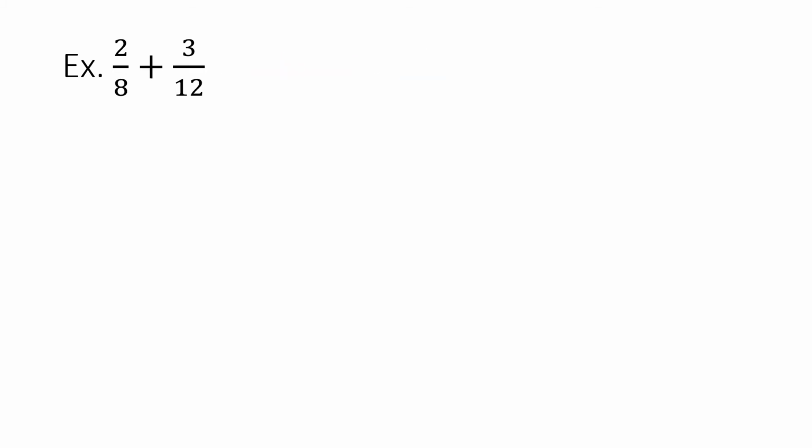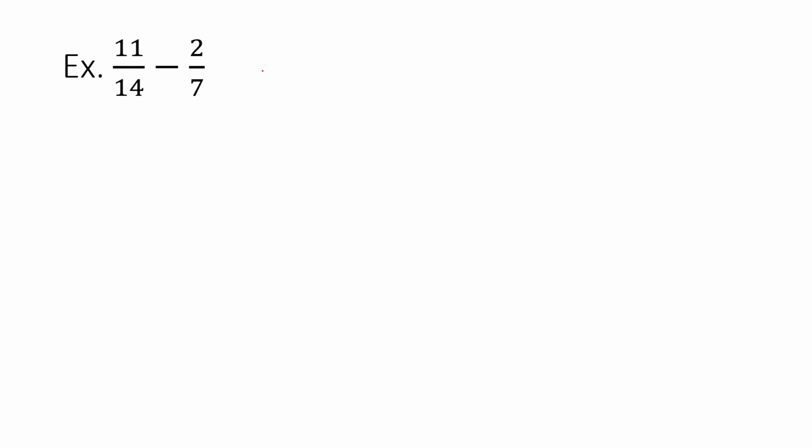Now let's move on. Here we have 2 over 8 plus 3 over 12. Let's not try this one. Let's try some subtraction because I'll keep adding. So let's subtract. Here we have 11 over 14 minus 2 over 7.